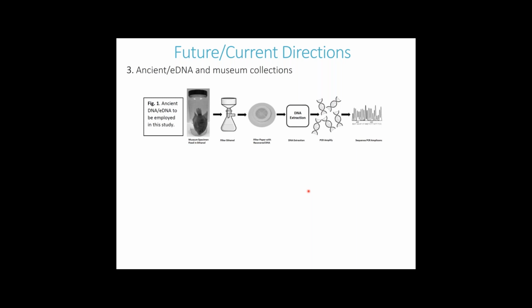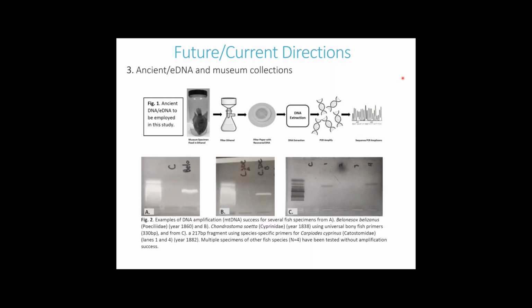So I applied eDNA techniques to the storage media, to the ethanol, to see if I could get DNA out of it and sequence it. And lo and behold, the answer is yes. I was able to get DNA from a specimen from 1860, one from 1838, and one from 1882. So I was able to extract DNA from 100- to 150-year-old specimens and amplify it. This is using a single-species approach with this technique.